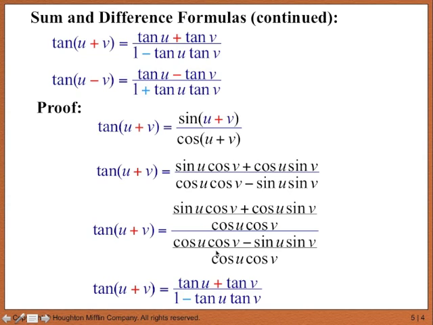And you do similar down here. You've got cos u cos v, that just simplifies to 1, and then you're left with minus sine u sine v over cos u cos v, and that is the same as tangent u tangent v.